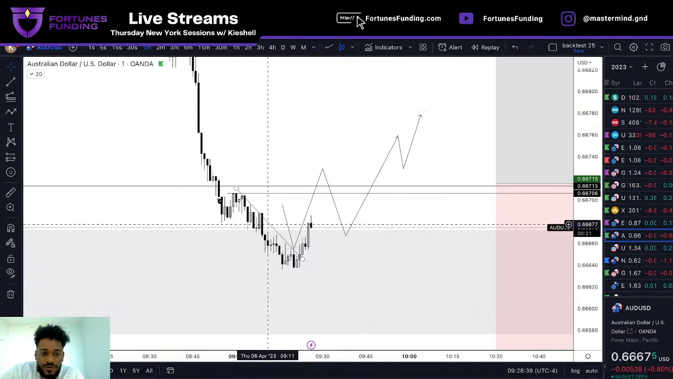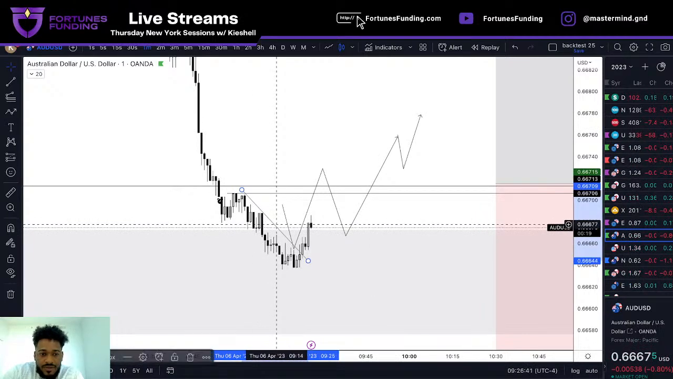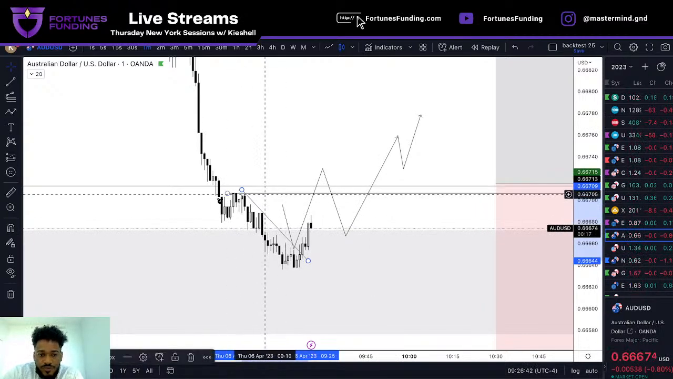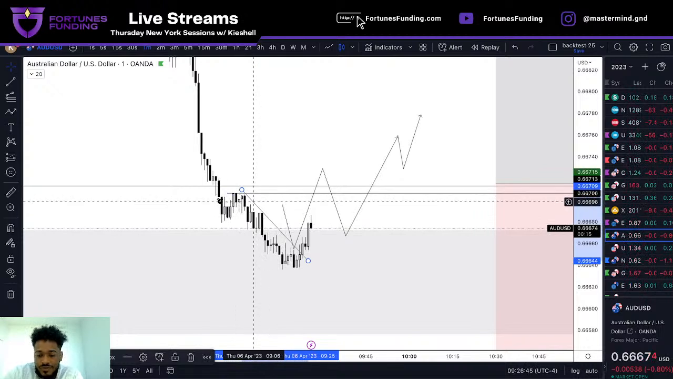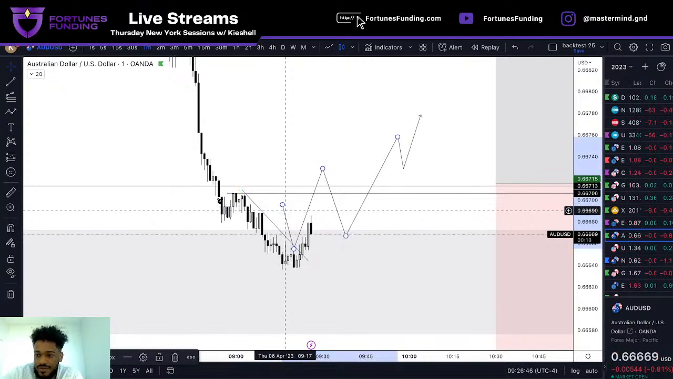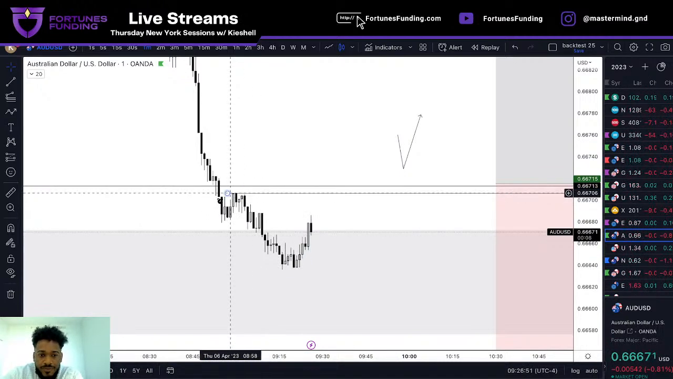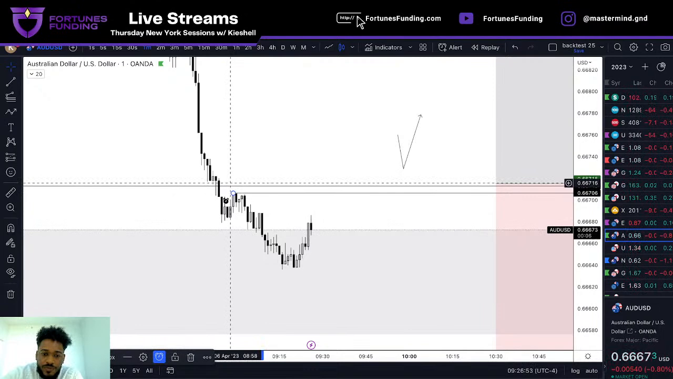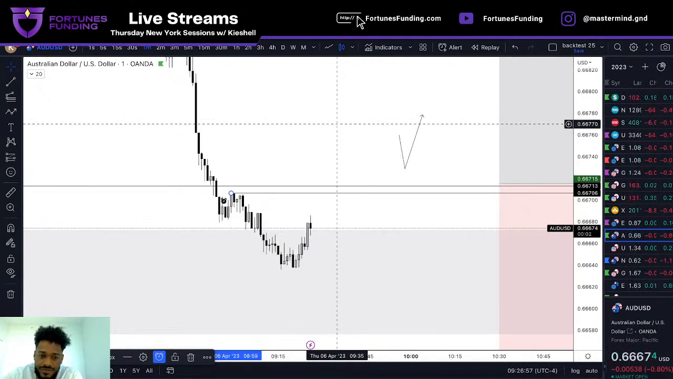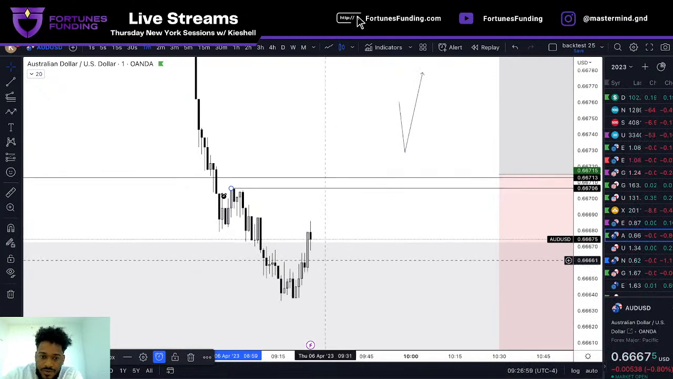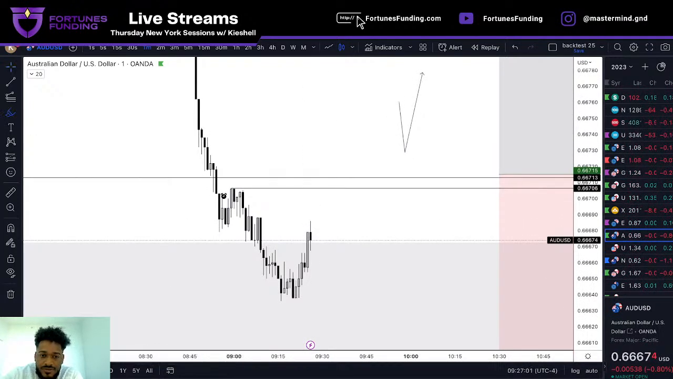So we have this impulse up. We want to see this zone right here get broken, right? So not this zone, but this high point. So if the market breaks this high point, then that will give us more confidence in the trade, right? More confidence that the trade is going to continue up. Should look something like this.